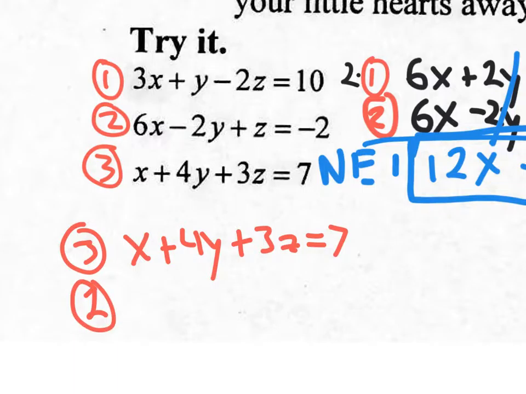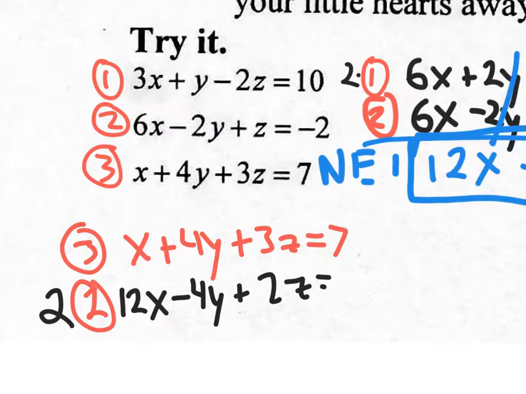I am going to multiply 2 by 2. That way, I get 12x, minus 4y, and that's what we wanted, the same variable to cancel. And then plus 2z equals negative 4. Again, we're multiplying the entire equation 2 by 2. So this is 12, this is 4, this is 2z, and that's negative 4. Does that make sense? Okay, so we've modified the second one.